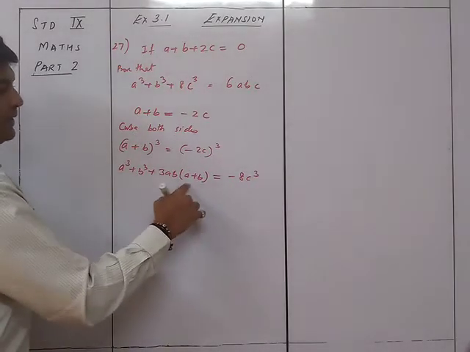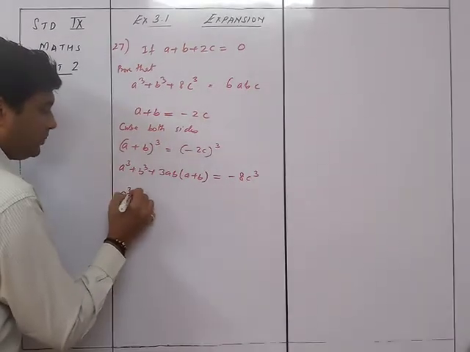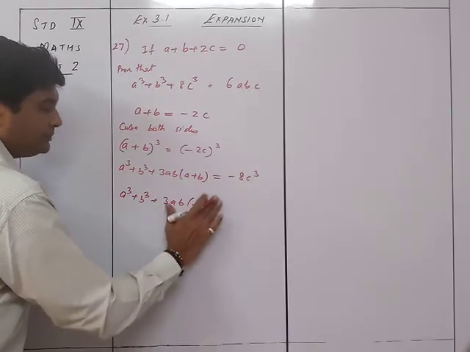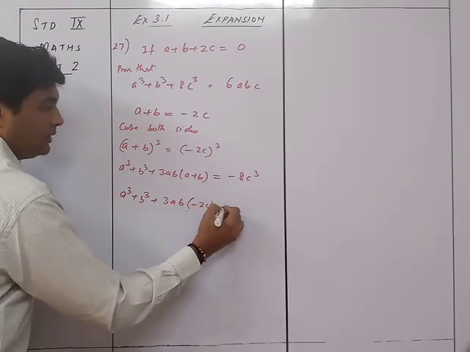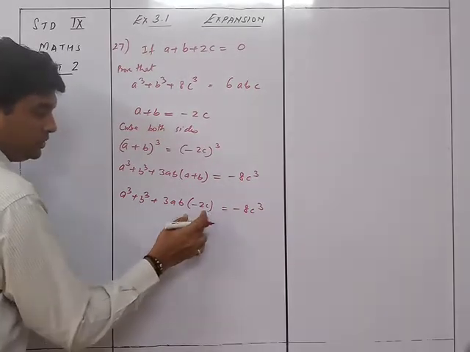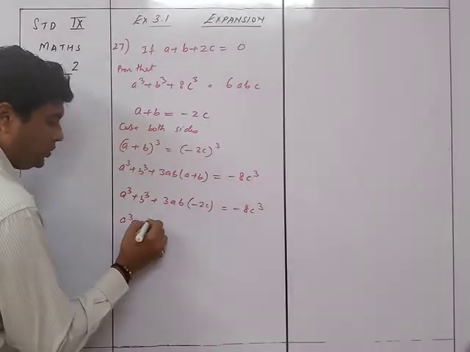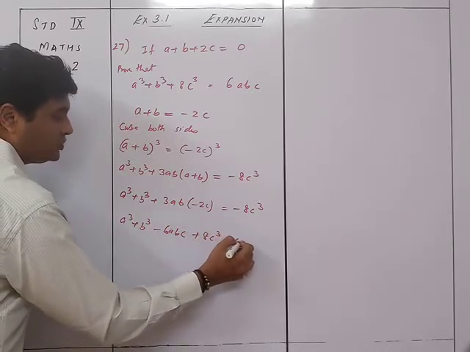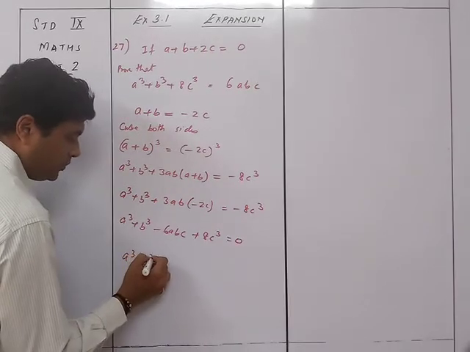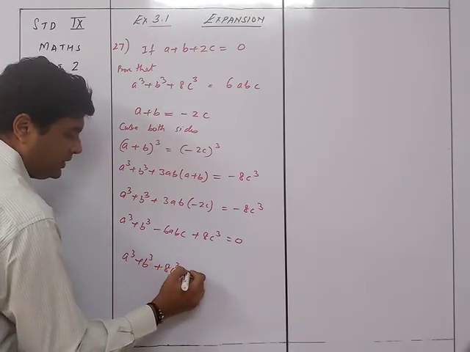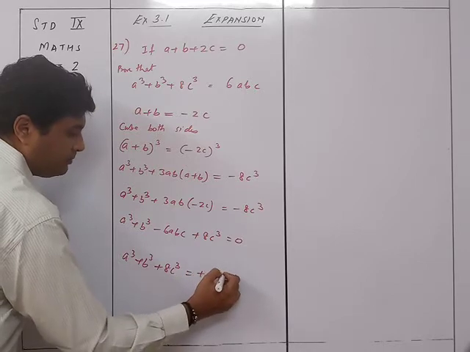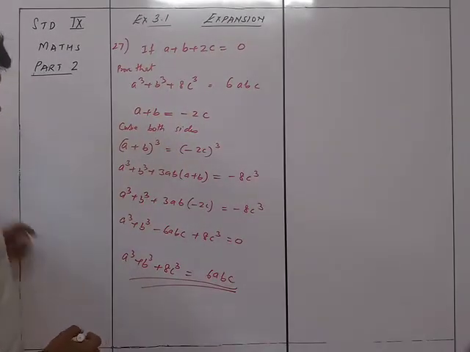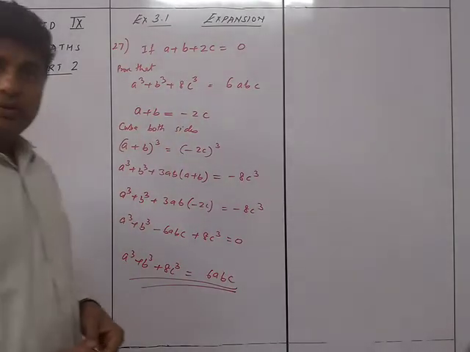So we know that a plus b is minus 2c, so it is going to be a cube plus b cube plus 3ab into minus 2c is equal to minus 8c cube. So this is a cube plus b cube minus 6abc plus 8c cube is equal to 0. So a cube plus b cube plus 8c cube is equal to 6abc. That is what we needed to prove. Understood? Okay.